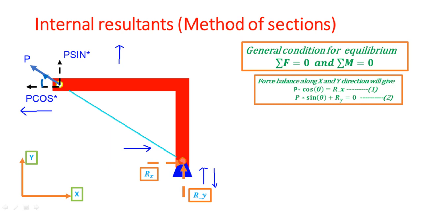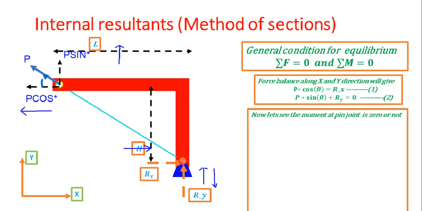Now moving forward and applying the moment equilibrium conditions. The perpendicular lengths are L and H respectively. So when you apply the moment about the pin joint, you get P sine theta multiplied by L plus P cos theta multiplied by H is equal to 0.